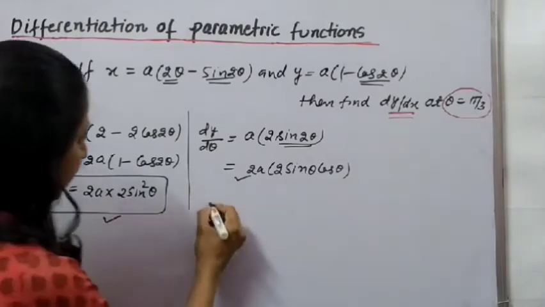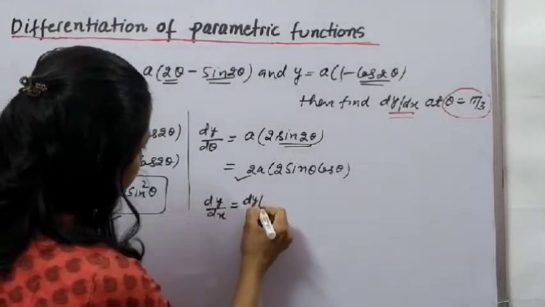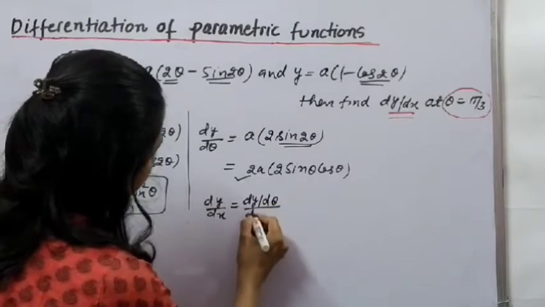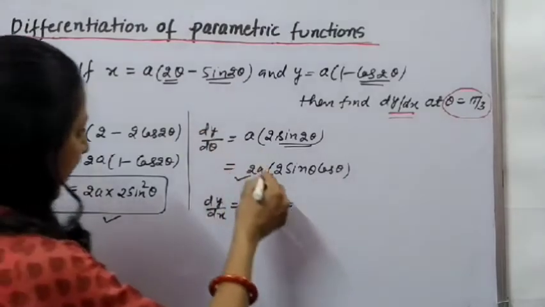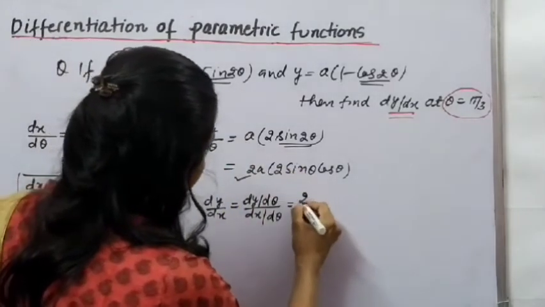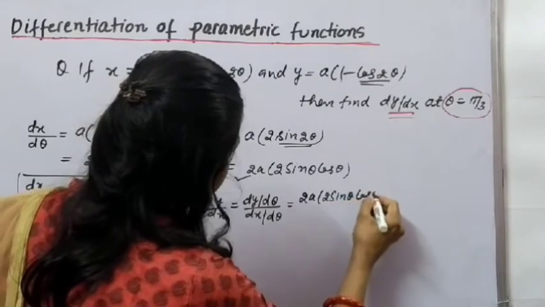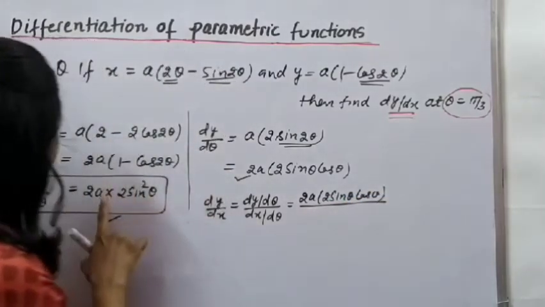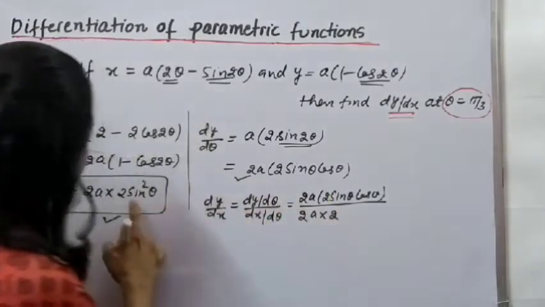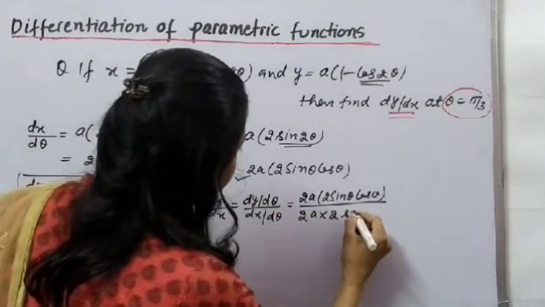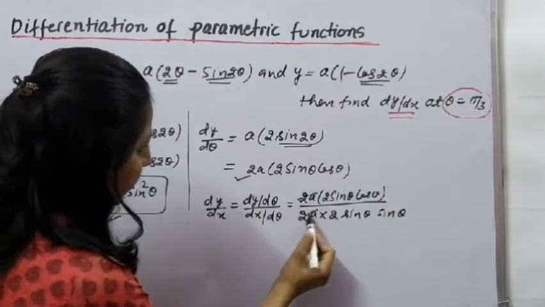Now we will put in this formula, that is dy by dx is equal to dy by d theta upon dx upon d theta. Let us substitute. So value of dy by d theta is equal to 2a into 2 sine theta cos theta upon, and value of dx upon d theta is 2a into 2 sine square theta. So I can write it as sine theta into sine theta. All these terms will cancel.